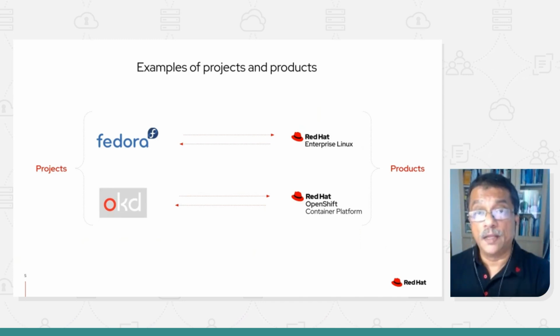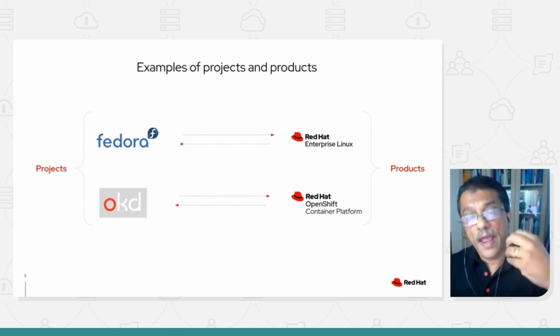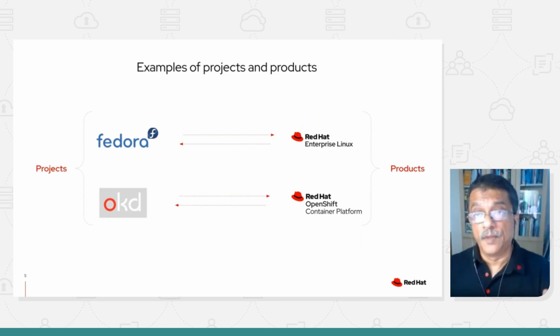Likewise, for OKD, you can certainly deploy it. By all means, please do so. But keep your eyes and ears open, because there will be challenges that you may not necessarily be able to fix, because you are not engaged in it 100% of the time with the global community. On the other hand, on the right-hand side, you see the products that come out of Fedora and OKD. In this case, Red Hat Enterprise Linux and Red Hat OpenShift Container Platform.